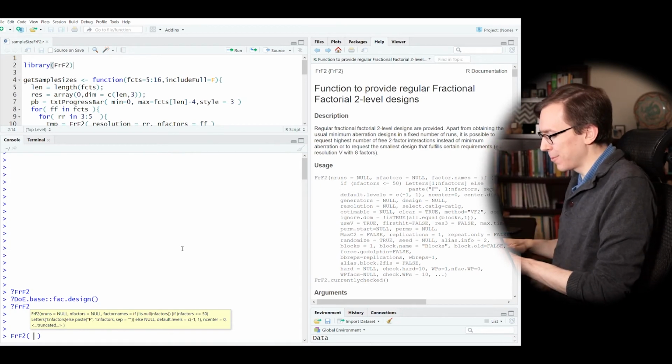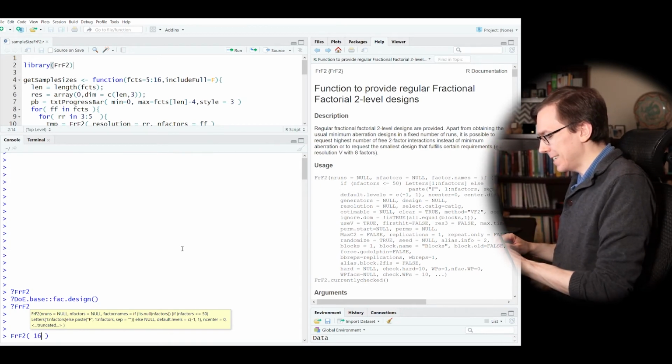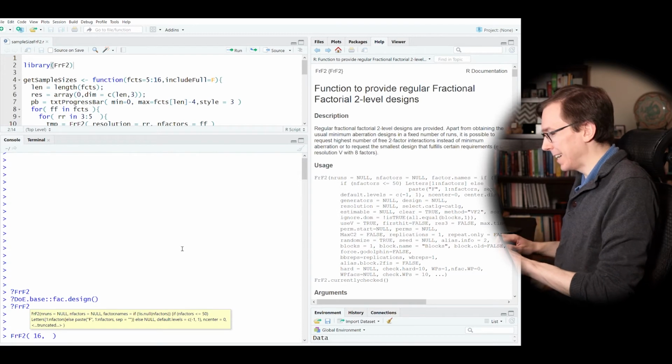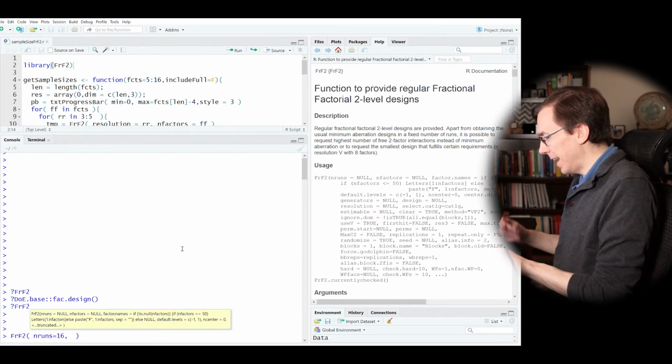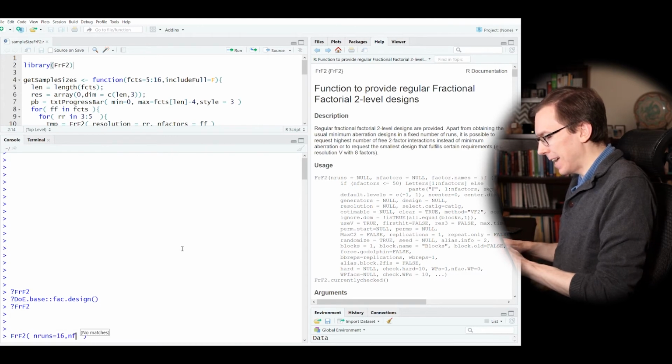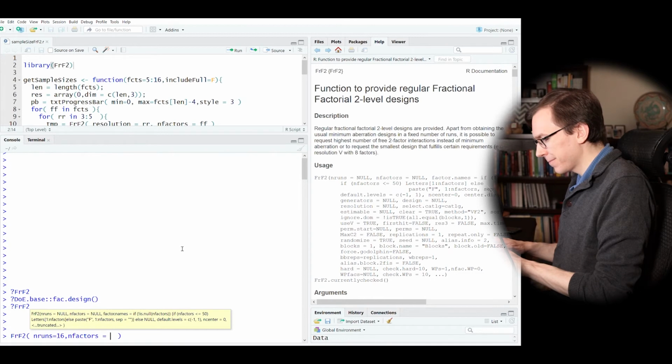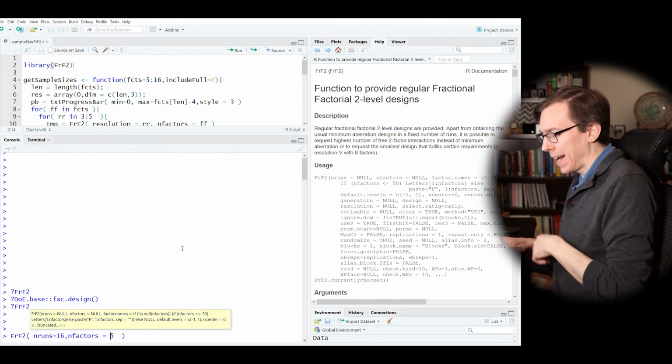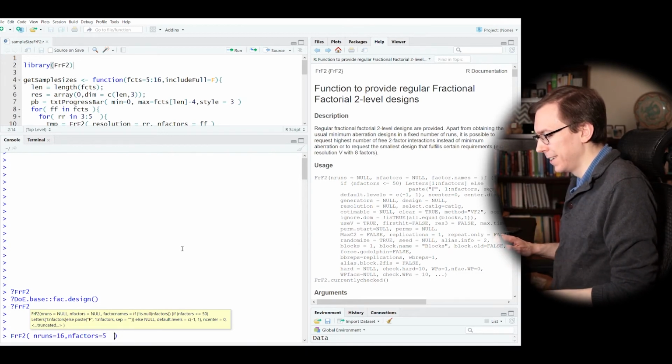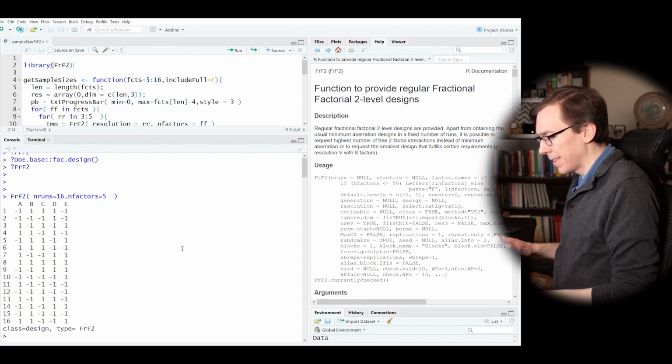So if we want to look at an example, we can do lots of different things here. What I could say is I want to do, let's say, 16 runs. So my sample size, or runs, here is 16. And let's say I want to test 5 factors on 16 observations, rather than 32. And there we go, I got one.